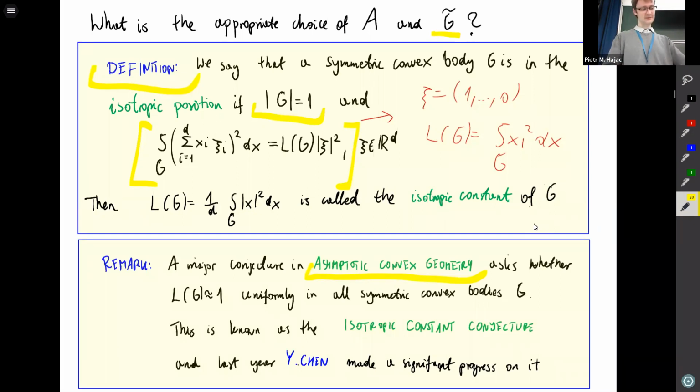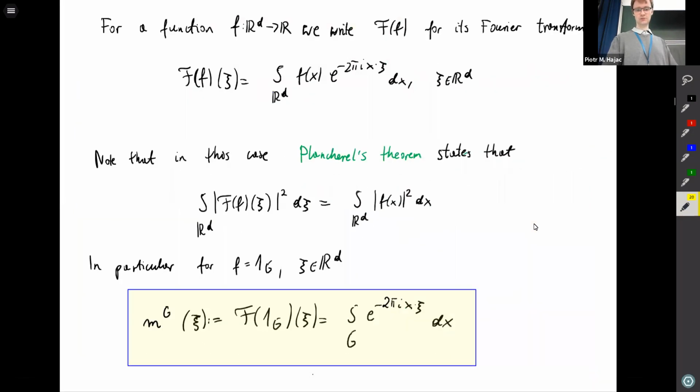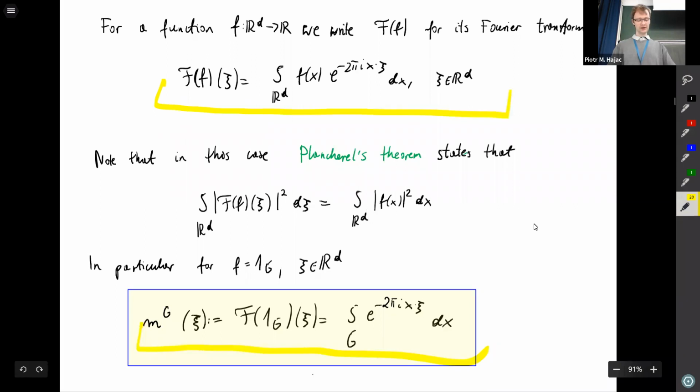Okay, but since I see that I'm already a bit running late, let me just go to what are the important Fourier transform estimates for what we are doing. So we have this convex set G, which we would like to put in the isotropic position, because I said that this is the important position to work with. And now we will consider objects which are just the Fourier transforms of the characteristic function of G. I recall that the Fourier transform was defined here. And if you apply it to the characteristic function of G, it just becomes the integral over G of the exponentials. And precisely what kind of G's would we like to take? We would like to take the G's that are in the isotropic position.